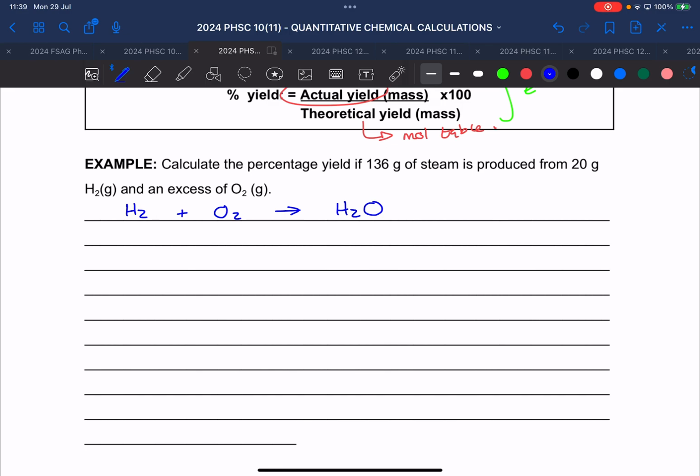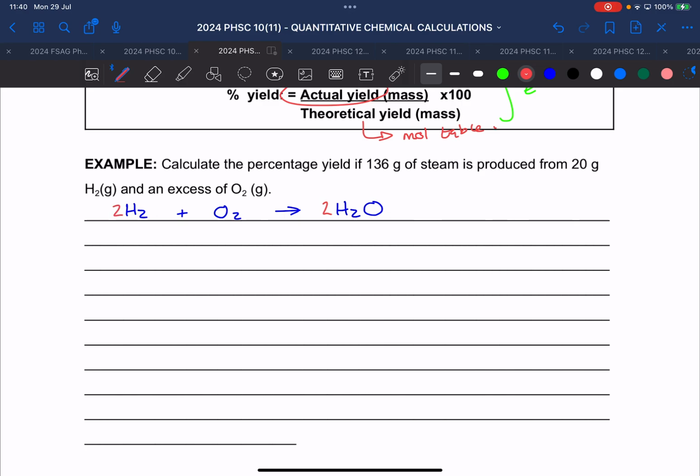Atle Hang, is this balanced? No. What are you going to do? You have to put the 2 in front of the H2O. And you also have to put a 2 in front of the H. What's H's name? Yes. Okay, so now it's balanced.